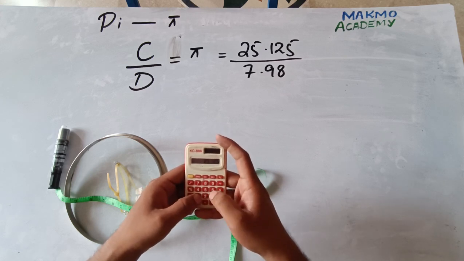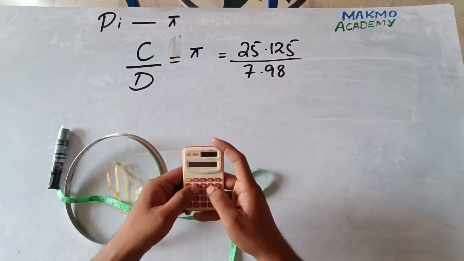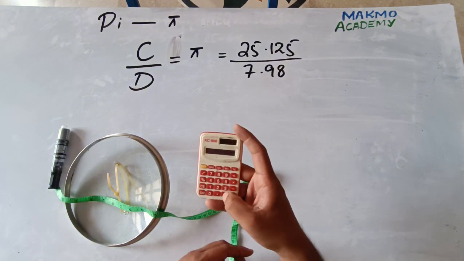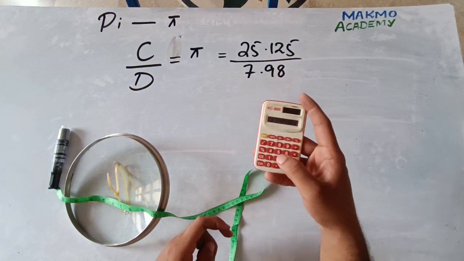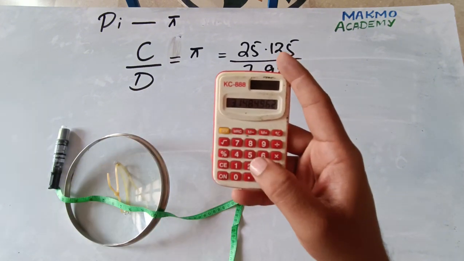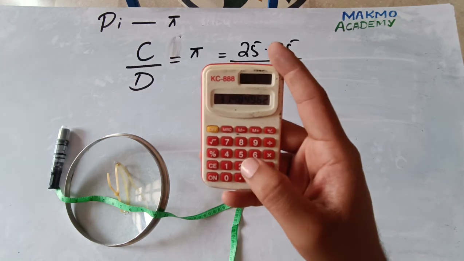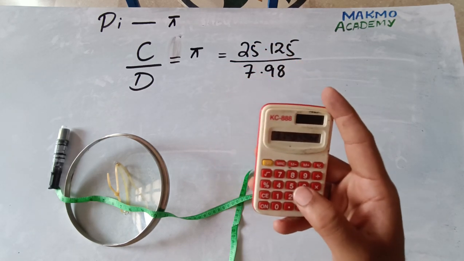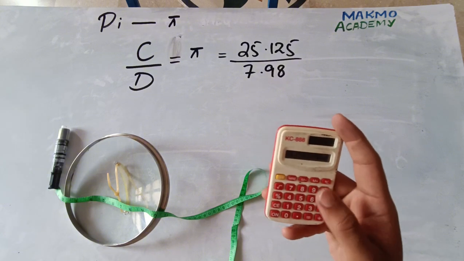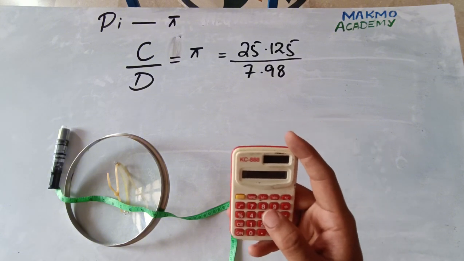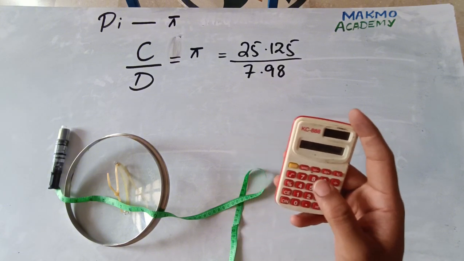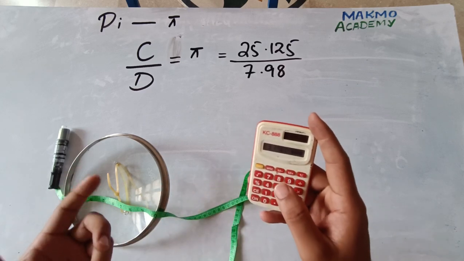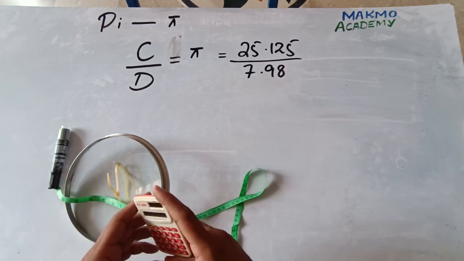25.125 divided by 7.98 is equal to, now if you will see that the value is very near, it's around 3.14844962, and it will go on till infinite. Because I'm using a simple calculator, it won't show you the long calculation. So it's around 3.14. It's very near to the actual value.